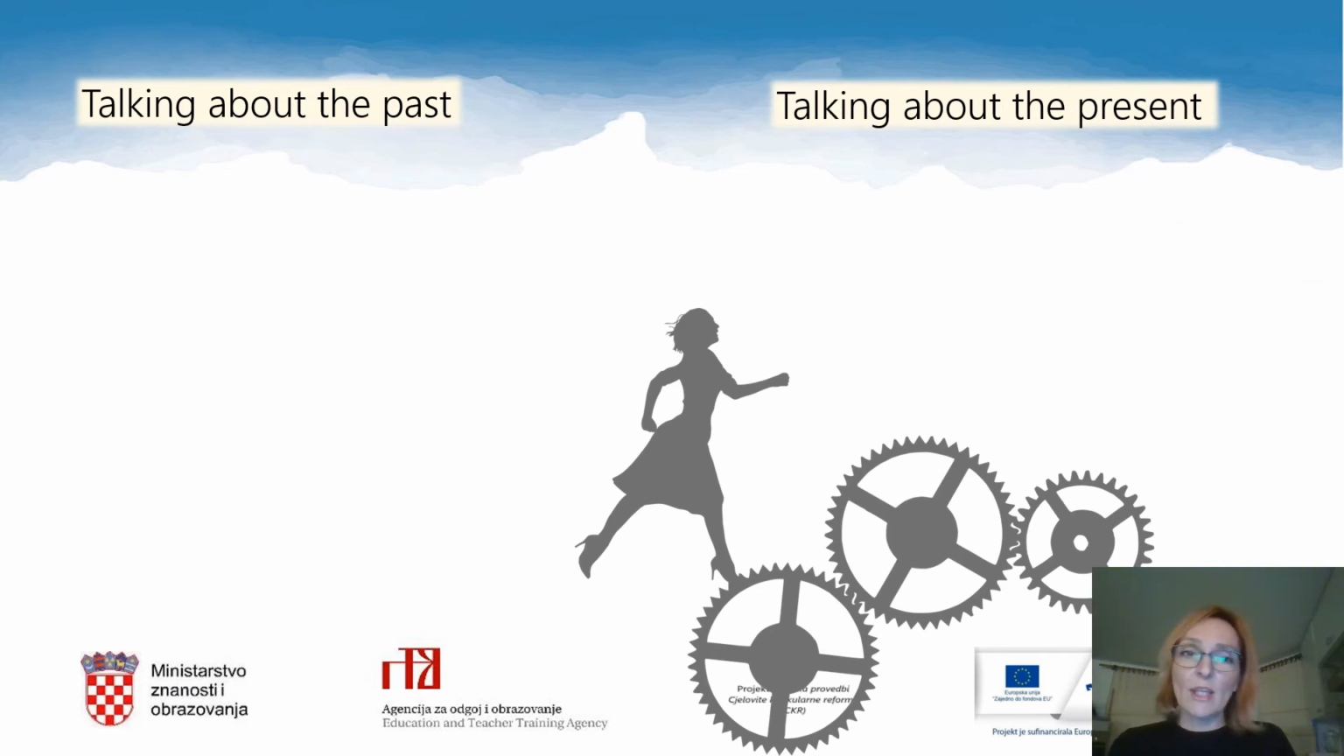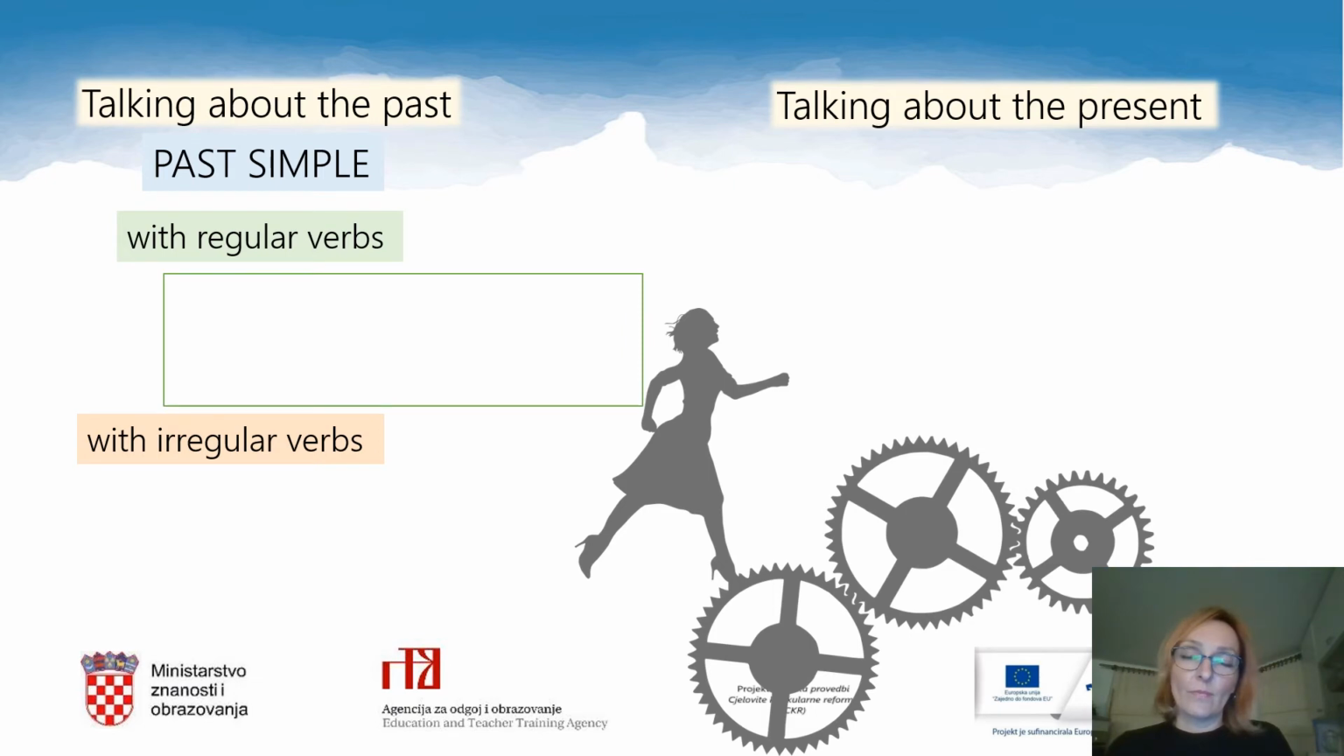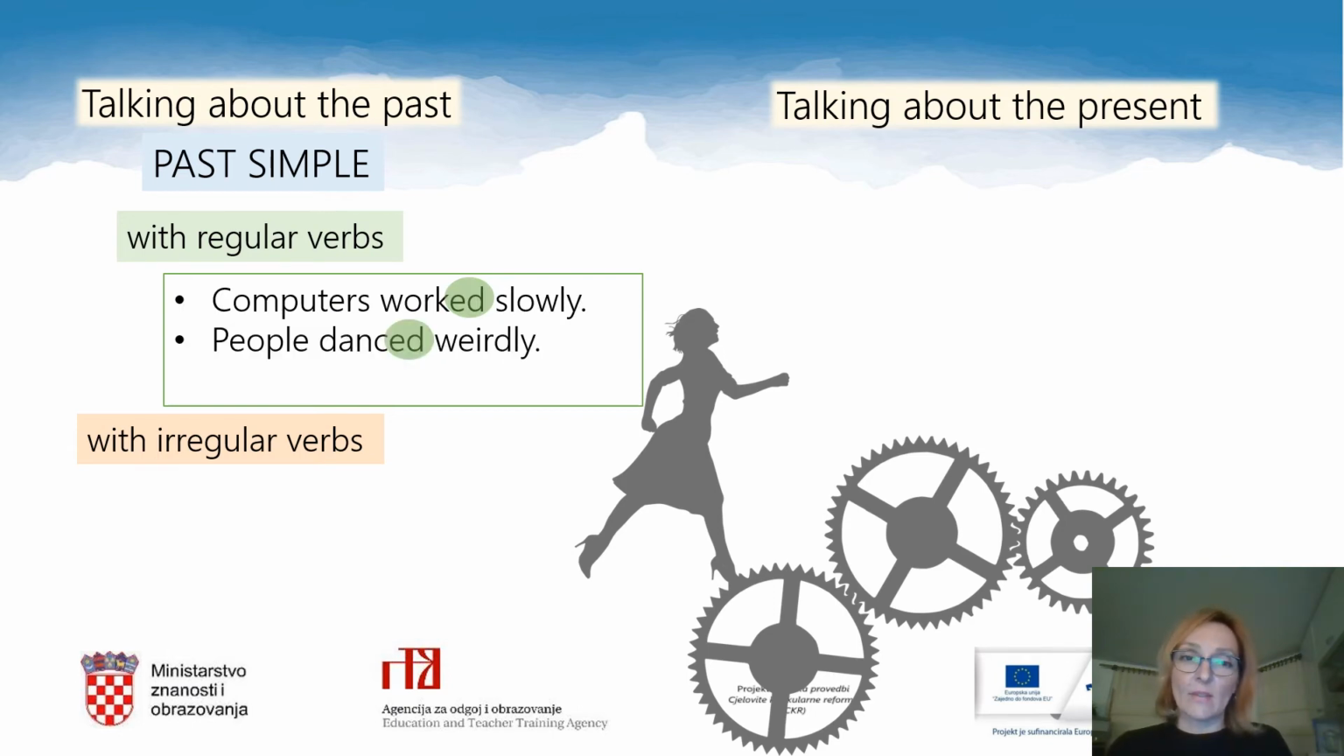Now something that I'm sure you know from the previous lessons. When we are talking about past, we use past simple. Verbs in past simple can be regular and irregular. Now let's look at some examples of regular verbs in past simple. Computers worked slowly. People danced weirdly. People didn't work out often.